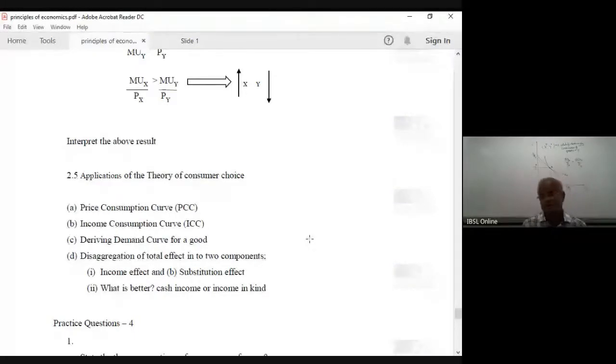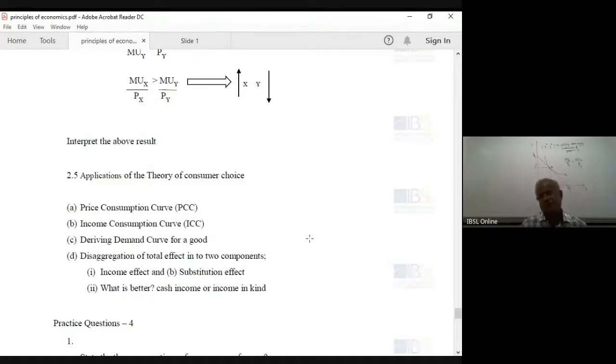Then the third one is we can derive the demand curve for a good using this theory. That is interesting. Then there is the disaggregation of the total effect into two components, income effect and substitution effect. The next question we ask is, what is better, cash income or income in kind? I first simply ask this last question, part 2 of question D. What is better? Cash income or income in kind?